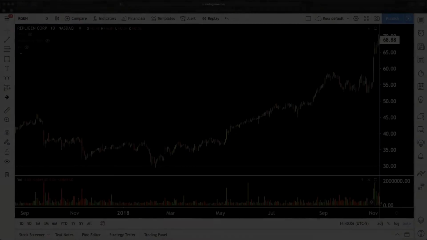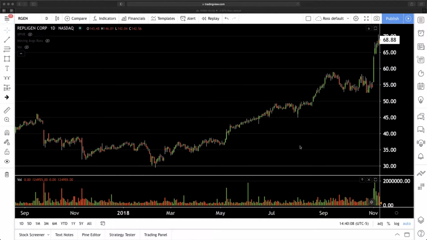Now let's go to the chart. I'm going to walk you through a live example. This is a chart of a stock called Repligen, ticker symbol RGEN, and it's one that has shown several sort of picture-perfect breakouts over its lifespan.